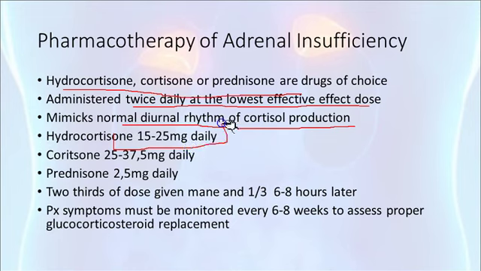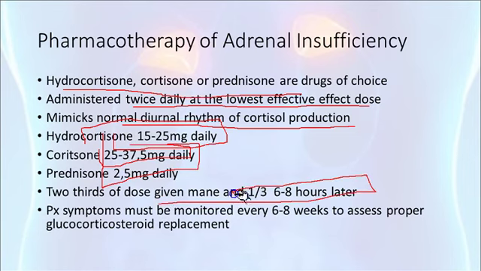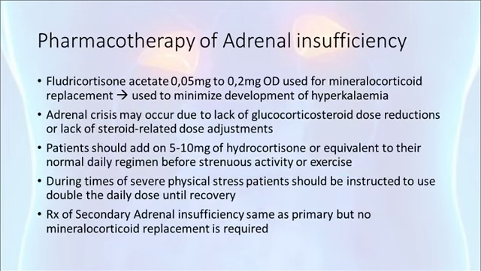Hydrocortisone anywhere between 12 to 25 milligrams daily, cortisone anywhere between 25 and 37.5 milligrams daily, and prednisone 2.5 milligrams daily. 2/3 of the dose should be given in the morning, with the last 1/3 of the dose being given 6 to 8 hours later. Patients must be monitored every 6 to 8 weeks to assess proper glucocorticosteroid replacement.